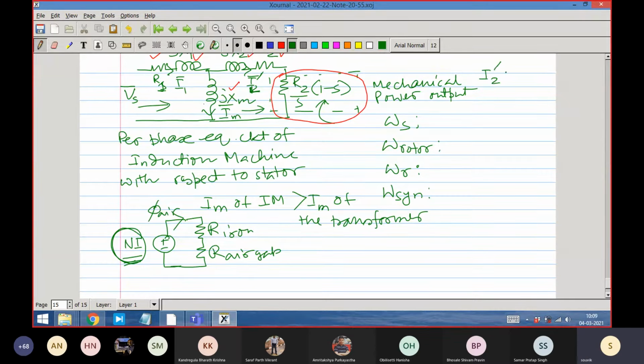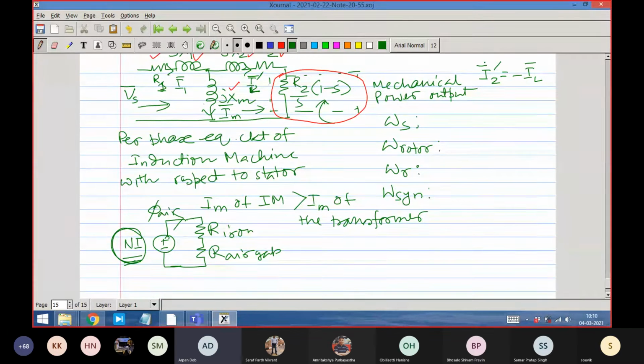I2 dash is equal to minus IL. I just want to keep from now onwards a commonsensical feel of it. The commonsensical feel is that current and power is going here to the load. Amitabh, can I do that? Can I? Sir, yes, sir. Means direction should be reverse.